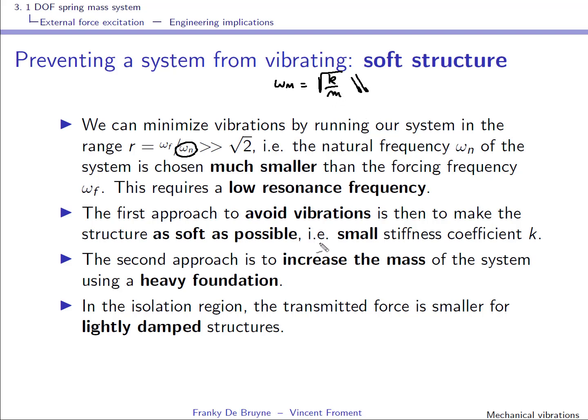One way to do that is to make it as soft as possible, to use a stiffness coefficient k that is as small as possible. Another way to do that is to increase the mass, okay, using a heavy foundation. And in this way we'll be running in the isolation region. Notice also that in the isolation region, as I said before, the transmitted force is smaller when the structure is lightly damped.